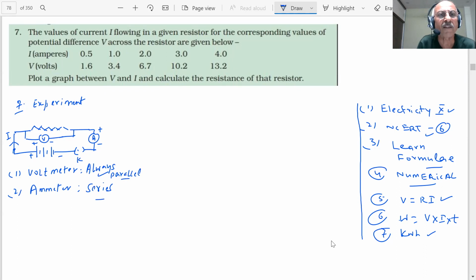Now he says the values of the current are this. Plot a graph, students, between V and I and calculate the resistance of that resistor. You have to find the value of R here, students. V is the potential difference and I is the current which is flowing through the circuit. As you can see, you have 2 minutes to make a graph and answer the question. After that, I will take over, students. I have drawn the circuit. Now you can try this question.